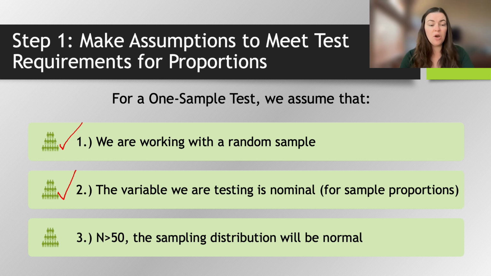And lastly, knowing that we have a sample distribution of above 50, this will ensure that it will be normal. If you look back at the example that we are going over here, it is over 50. So we satisfy this assumption as well. So we'll move on to our next step.